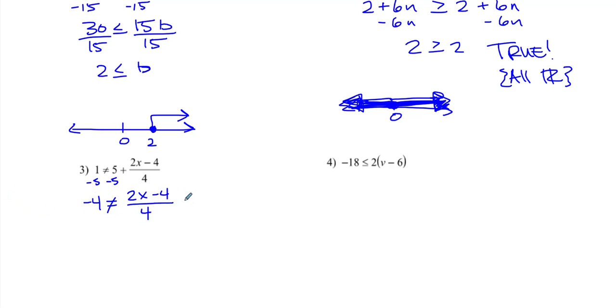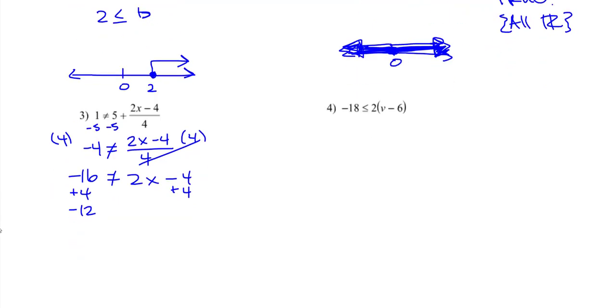Get rid of this denominator by multiplying both sides by that denominator. 4 times negative 4 is negative 16. These are done. We got 2x minus 4 by itself. Okay, now the variable term is here. Let's move everything again to the other side. We do that by adding this 4. Negative 16 plus 4 is negative 12.